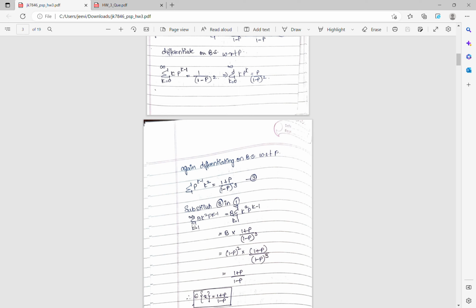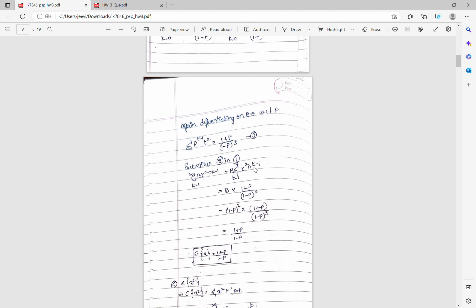Therefore, summation k equals 1 to infinity of b into k square into p power k minus 1 will be equal to b. Let's take the b out, since no summation is applied to it. So b into summation k equals 1 to infinity of k square p power k minus 1. Now this value we computed from here. So b into (1 plus p) by (1 minus p) whole cube. And we know from a that b is equal to (1 minus p) whole square.